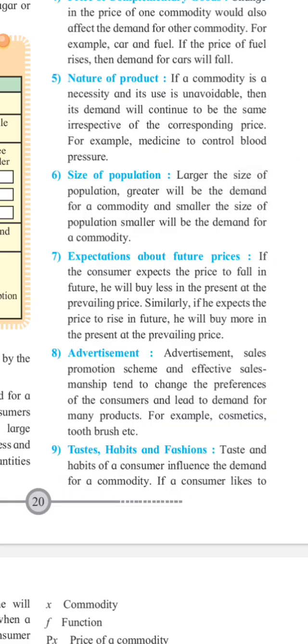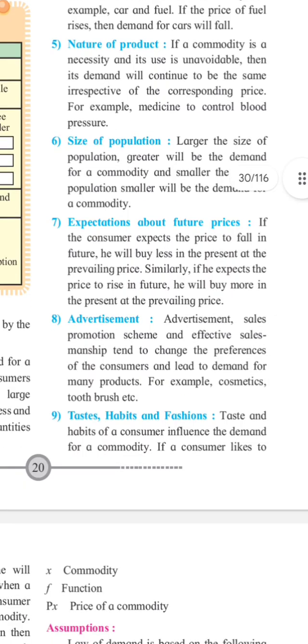Nature of product. Necessities are demanded irrespective of price change. For example, medicines are important. If the price of medicines increases, we still have to buy them because it is a necessity. It is a necessary product. Size of population. A large population means higher demand. Low population means low demand.